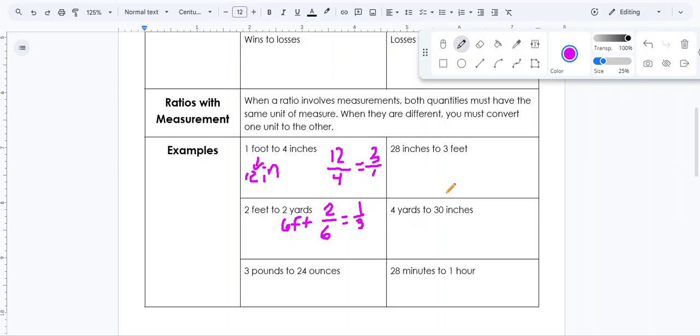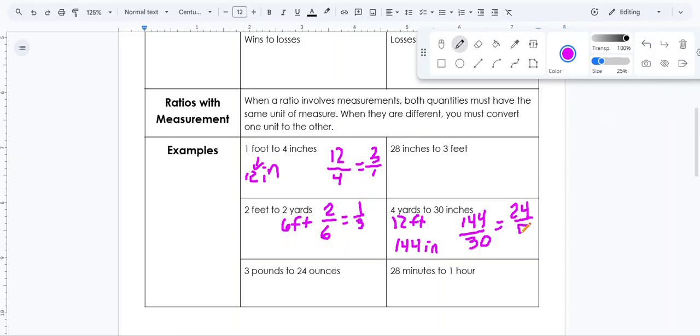All right, the next one says 4 yards to 30 inches. Okay, I think it's going to be easier to move the yards to inches, so I'm going to do that. So yards to inches. First, I have to convert it to feet. So 4 yards is the same thing as 12 feet, because there's 3 feet in every yard. And then change feet to inches. There's 12 inches in every foot. So I have to do 12 times 12. There's 144 inches. So I'm comparing 144 inches to 30 inches. So my ratio would be 144 over 30. And 144 over 30 simplifies to 24 over 5, because both of those can be divided by 6. Oops, sorry, 5. I was saying 6 and trying to write 5 at the same time. 24 to 5.